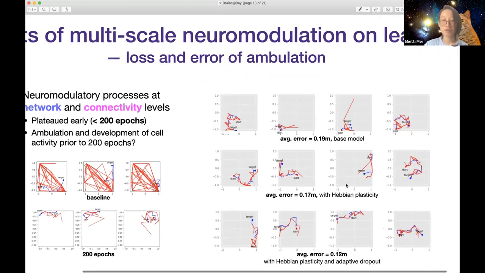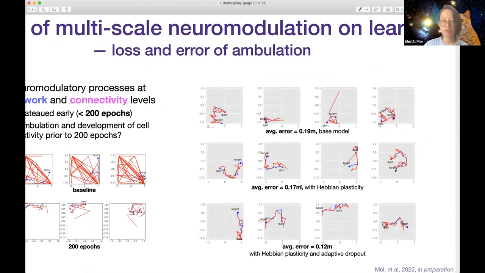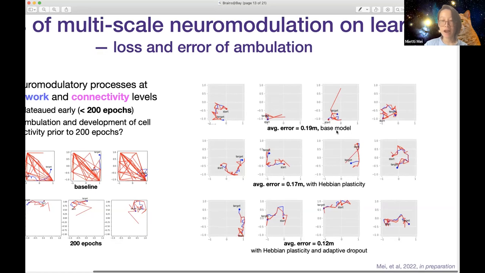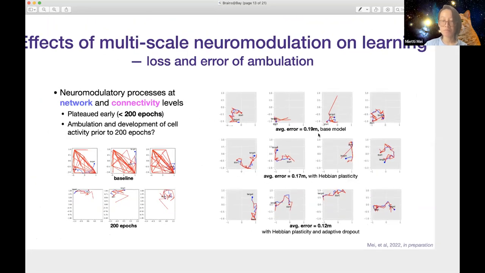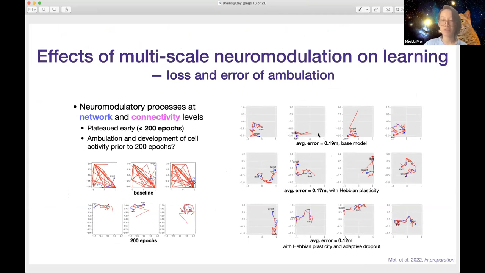For example, for the base model, the error is around 0.19 meters. For the model with the Hebbian plasticity only, it's around 0.70 meters. For the model with the Hebbian plasticity and dropout only, it's around 0.12 meters. And I think with the learning rate, it's around 0.11 meters. So we have seen this constant improvement already showcase itself at the early phase of learning, and especially within the 200 epochs, we have seen a greater difference quantified by the error of ambulation, and a greatly increased ambulation error in the base model.